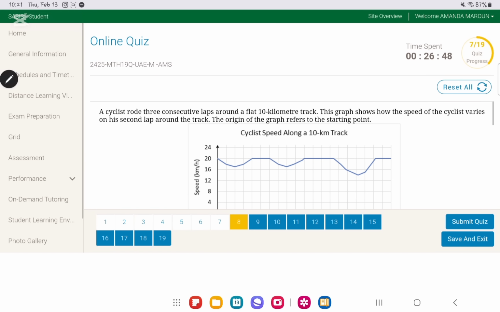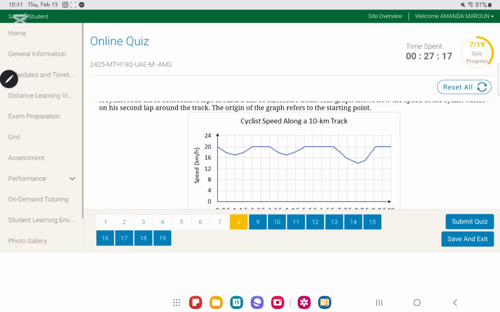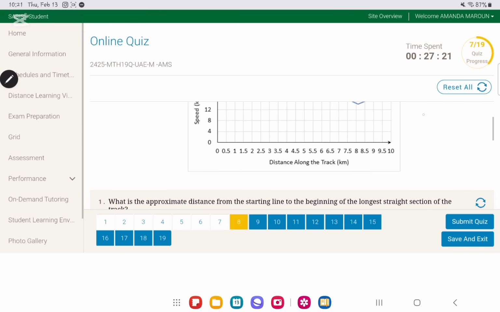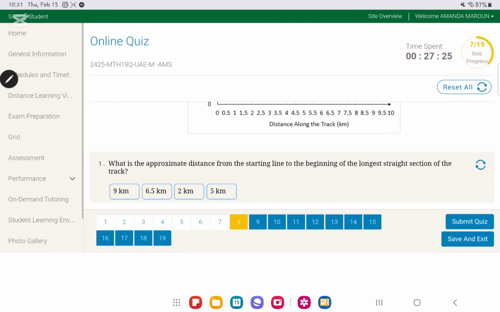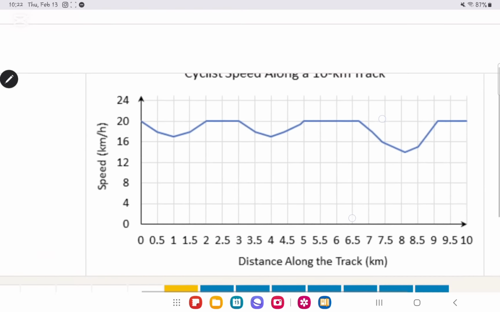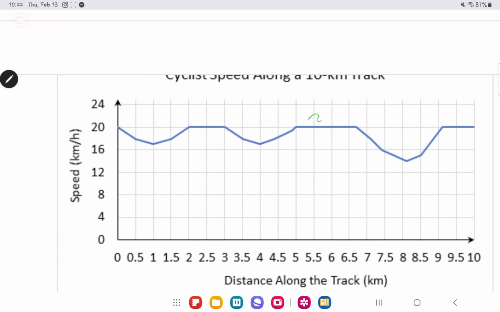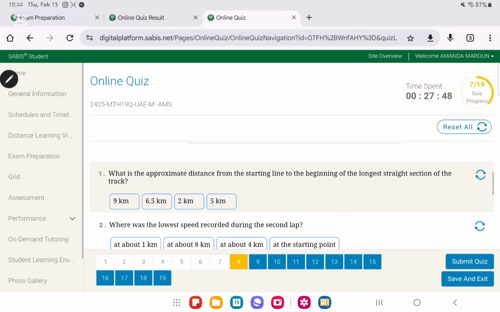So we move on to question number 8. A cyclist rode 3 consecutive laps around a flat, keep in mind, a flat 10-kilometer track. This graph shows how the speed of the cyclist varies on his second lap around the track. The origin of the graph refers to the starting point. That means over here, this is the origin of the graph. So they told us, what is the approximate distance from the starting line to the beginning of the longest straight section of the track? Very simply, the longest straight section, as you can see, is this section over here. And from the starting point to this section over here, there is an approximate distance of 5 kilometers. So you just need to say that it is 5 kilometers.